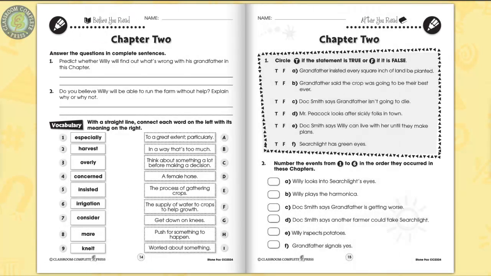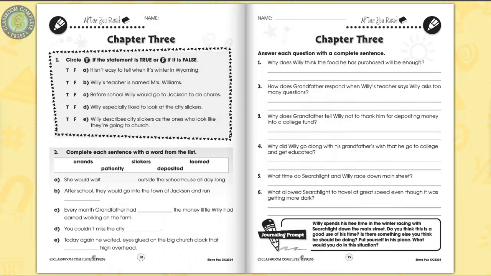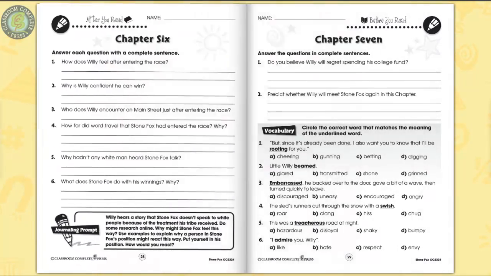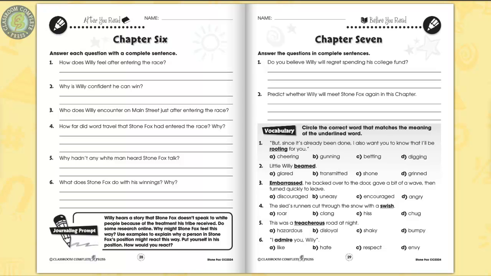Identify statements about grandfather's farm as true or false. Reflect on events that happen in a chapter, like what time do Searchlight and Willy race down Main Street? Make predictions on events that will happen in the story. Complete some online research to explain why Stone Fox might react to people in Willy's town a certain way.